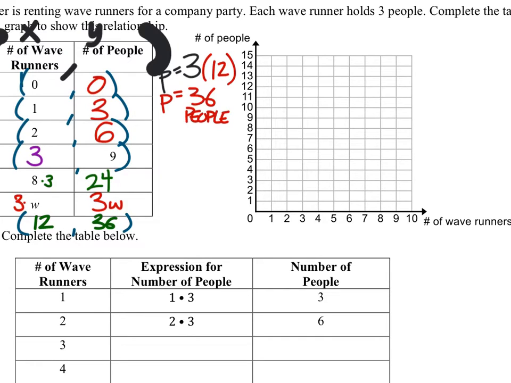All right, so let's label these points. We got this one right here, and that one was 0, 0. Then we got 1, 3 right here. Label it 1, 3. Then we had 2, 6. Then we had 3, 9. And then we had 12, 36. That one won't fit. Alright, but we do have these 4 points that we put on right here. And there's our nice, beautiful graph.